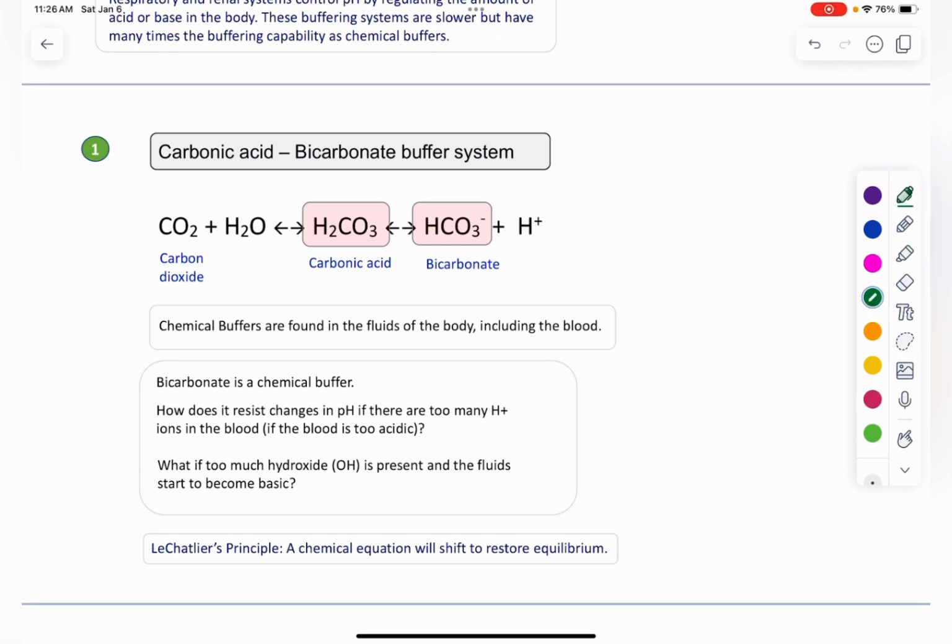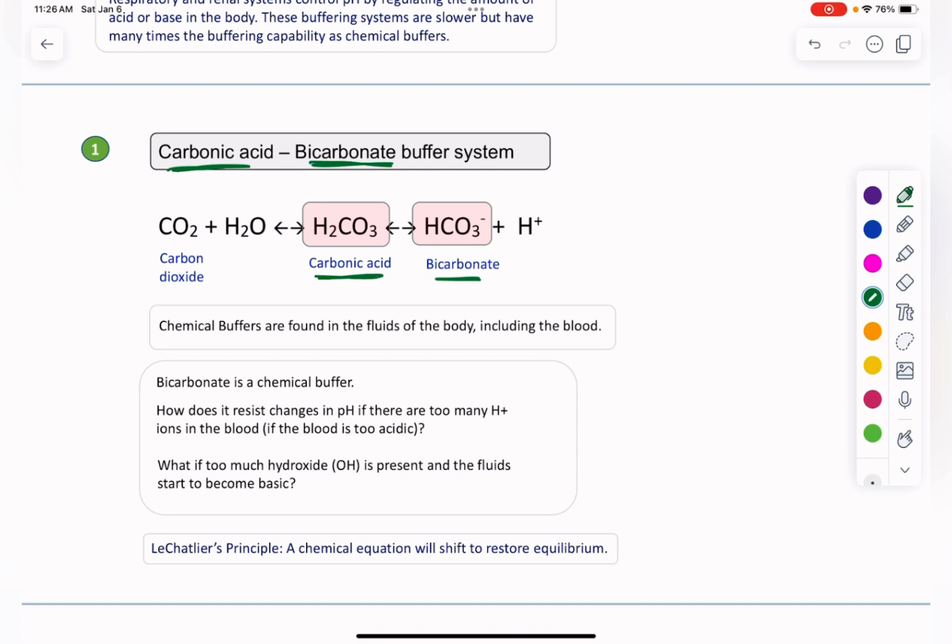So now what I want to do is go through each of these three different mechanisms that the body uses to maintain pH balance. Again, the first one is chemical buffers. The most important chemical buffer system in the body is the carbonic acid-bicarbonate buffer system. This is carbonic acid, H2CO3, and this is bicarbonate, HCO3-. And these chemical buffers, like I mentioned earlier, are found in the fluids of the body. They're found in the blood, inside the cells, and I presume in the interstitial fluid as well.